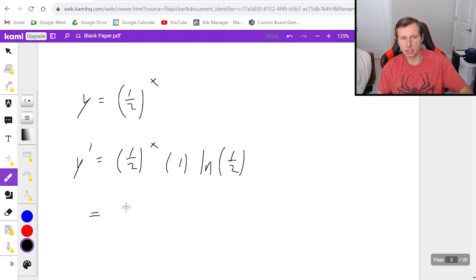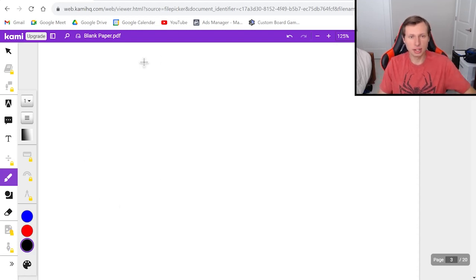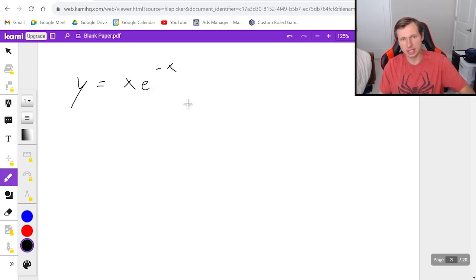And so then the final answer you can write as 1/2 to the x power times the natural log of 1/2. Doesn't matter what you write first, but this is the derivative. Okay, on to the next one. The next one, I'm not going to lie, has a little trick in it. See if you can solve this one now.